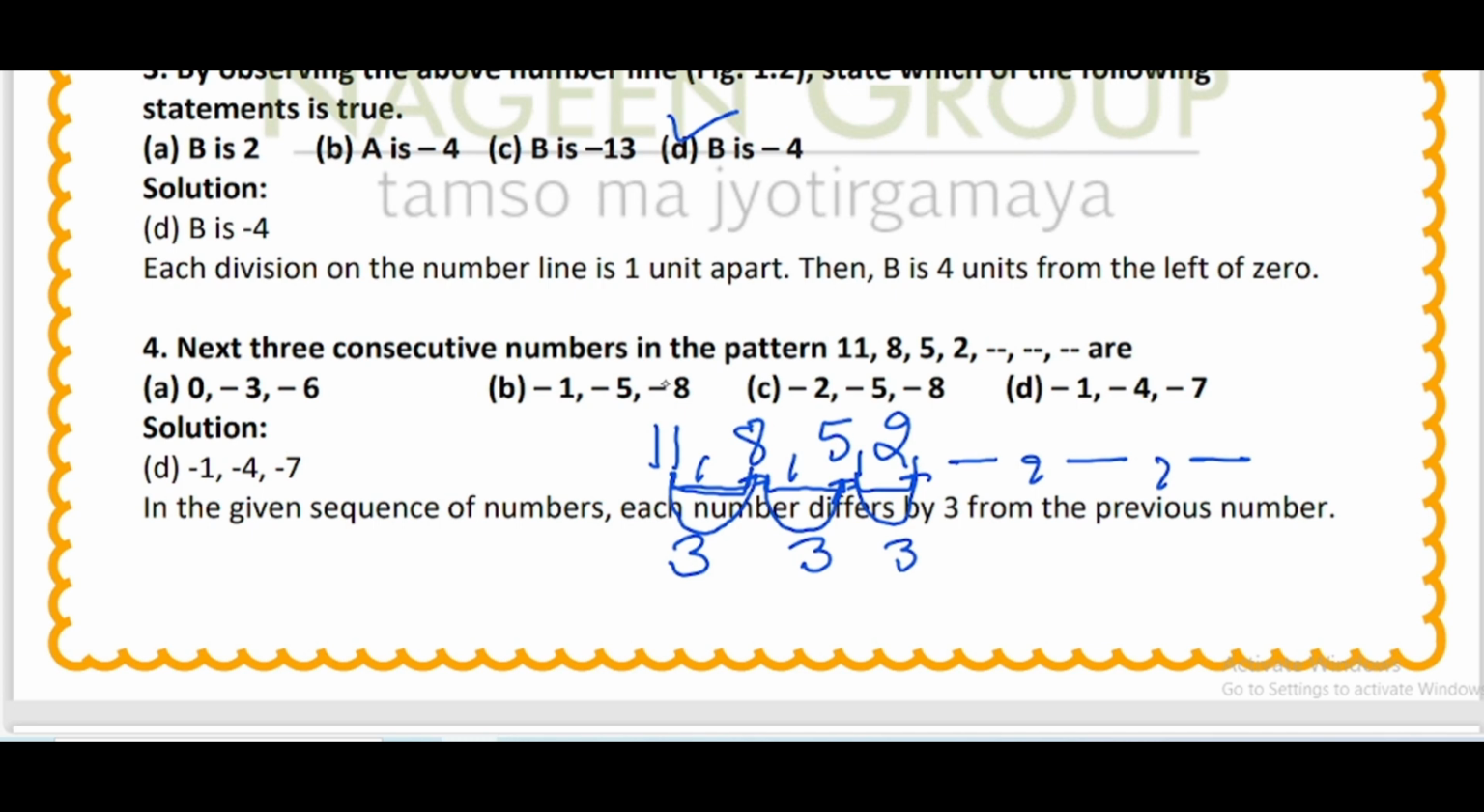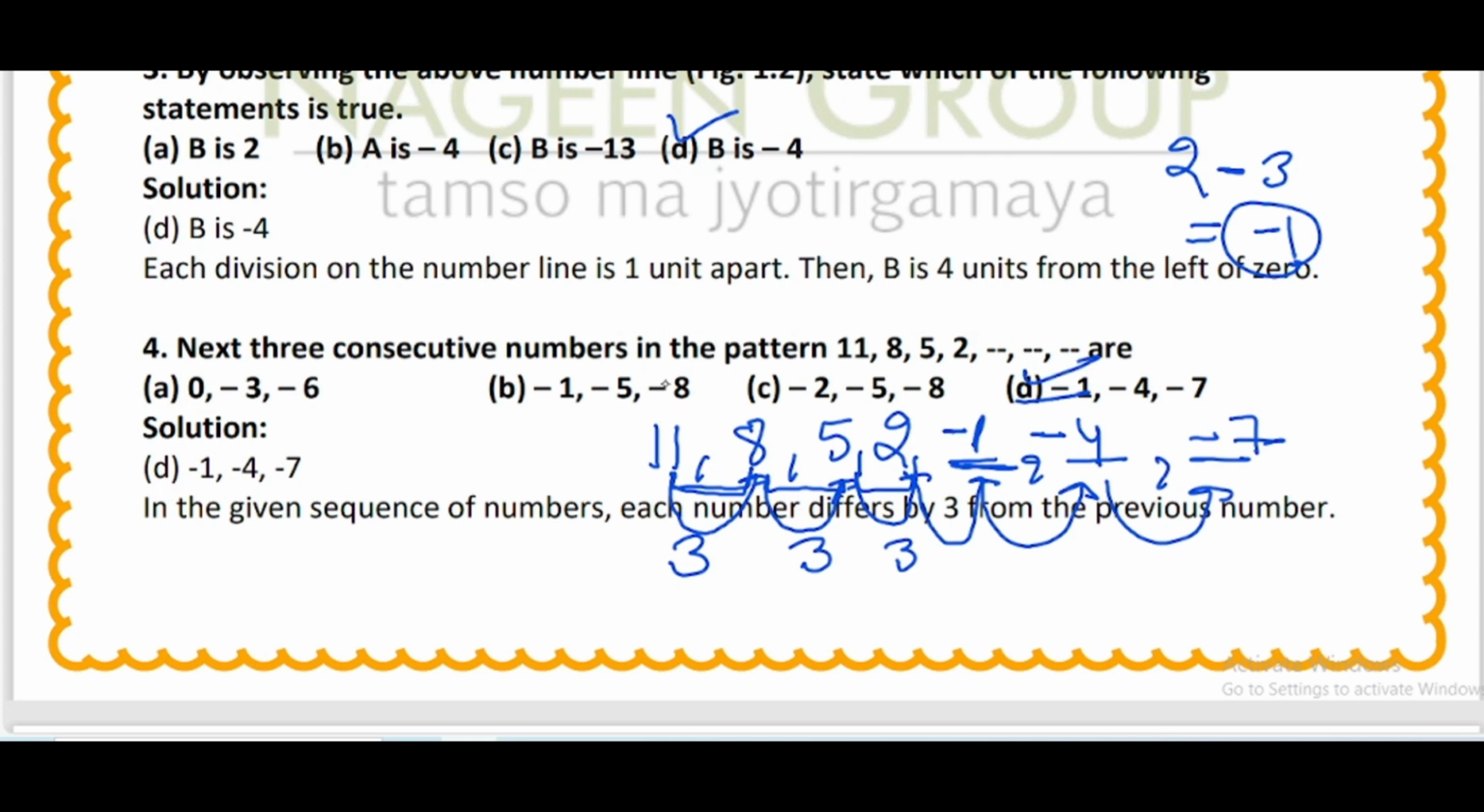Then the next consecutive number is 2 minus 3, that is -1. It means the difference between 2 and -1 is 3. Same as the next consecutive number is -4. The next is -7. Then the right answer is part D. Let's see again how we solve.